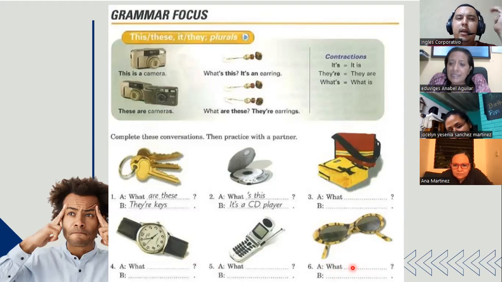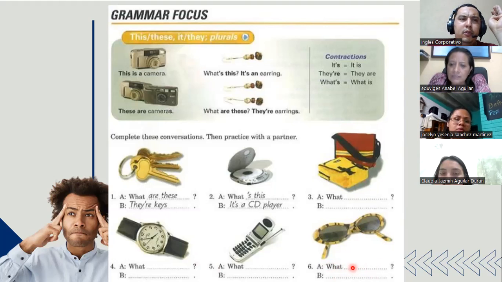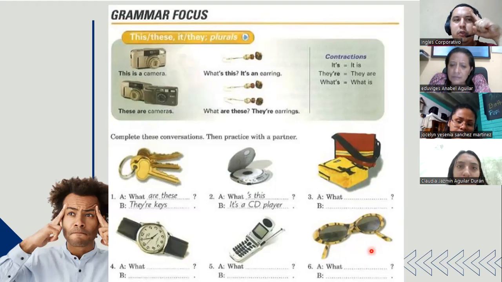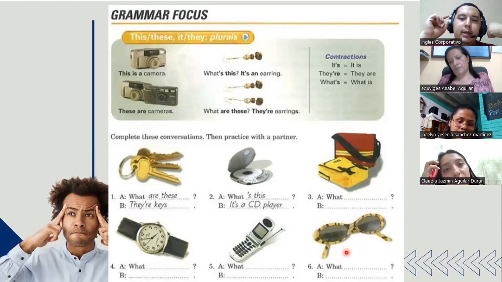In this case, I think the majority of you tend to confuse, or maybe you listen sometimes, what are those? Those are sunglasses, but in this case, we are only referring to one thing. We have one sunglasses. In this case, it is singular. In the case we have two pairs of sunglasses, that might become plural, but in this case, we only have one. Solo tenemos uno, no tenemos dos. Remember that. What is this? Is.